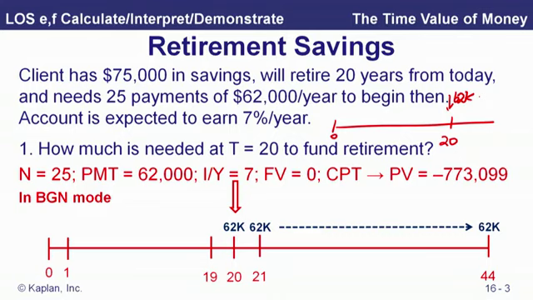$773,099. That's a negative number. That's how much we need to have in that account at time 20, if the return is 7%, to fund all 25 of those payments, to fund that annuity. So that's the first step here.